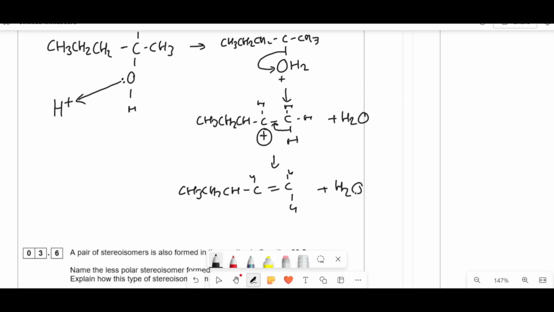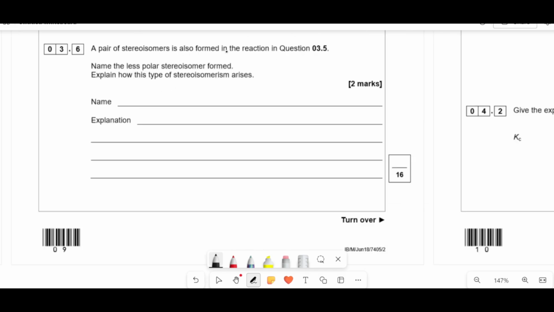So just think about it in the common sense way, if that makes sense. You're going to have to boot off this eventually and make a double bond. This is how. A pair of stereoisomers is also formed. Name the less polar stereoisomer formed. Explain how this stereoisomerism arises.